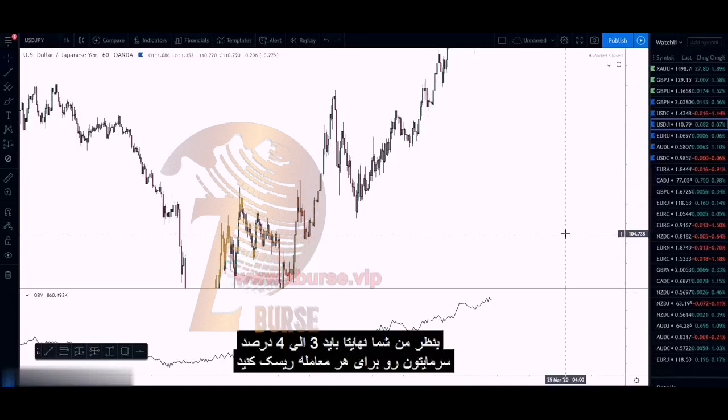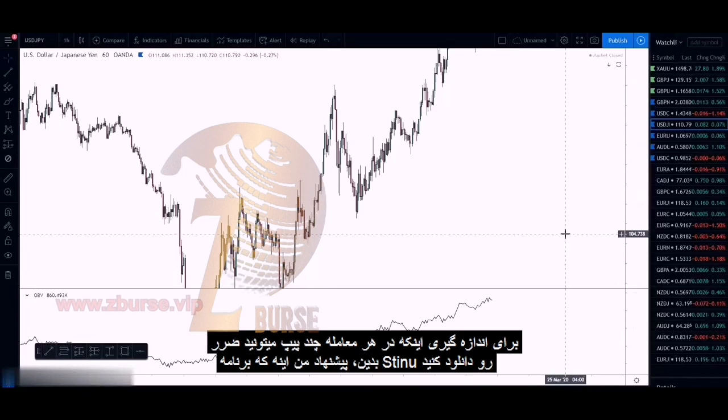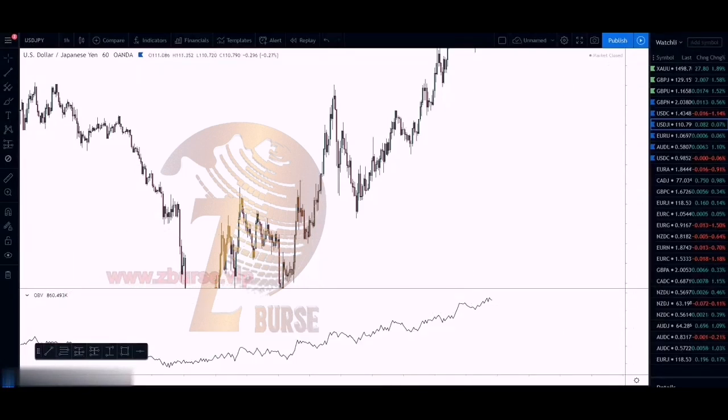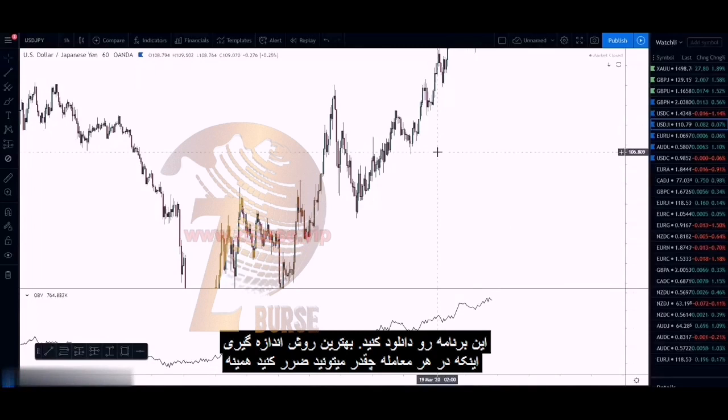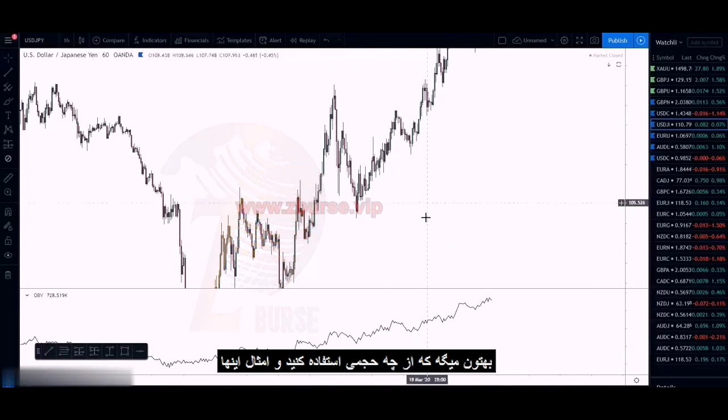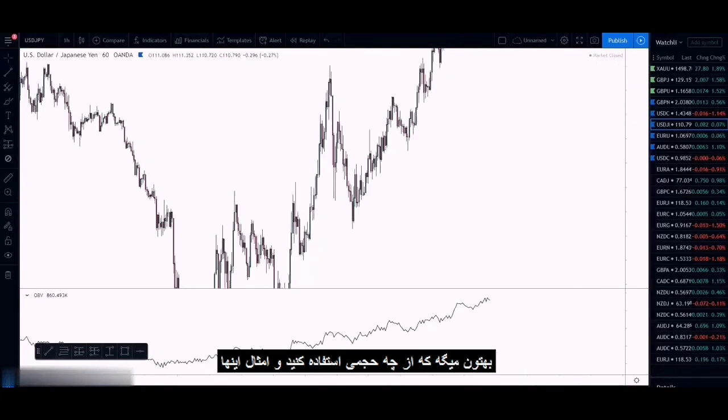I suggest that you don't risk anything more than 3 to 4% max per trade, okay? To measure how much you can lose per trade in pips, I recommend you get the Stinu app. It's S-T-I-N-U, and it's an application for your phones. Get the Stinu app, and that's the best way to measure how much you can lose per trade, okay? It's going to tell you what lot sizes to use, stuff like that.